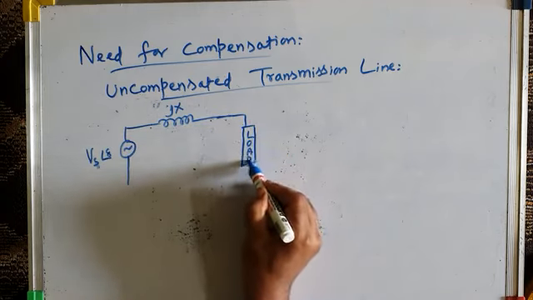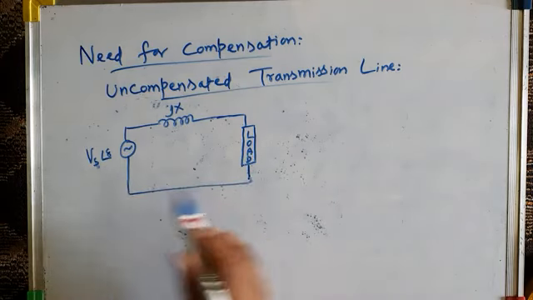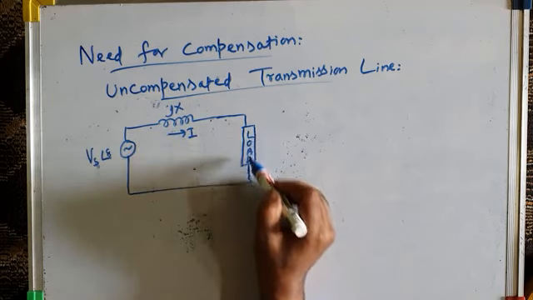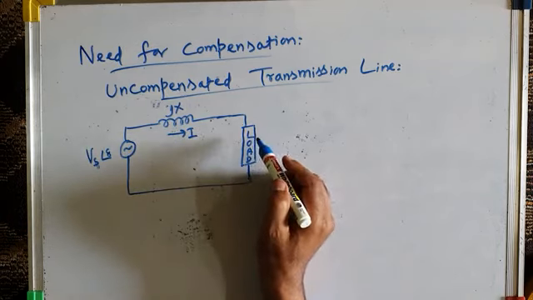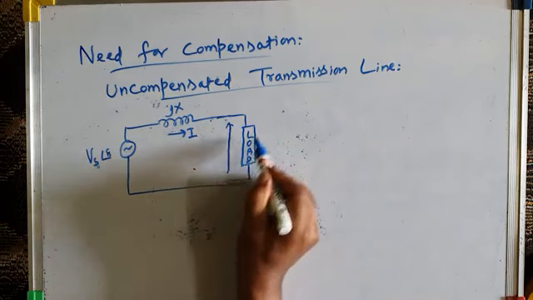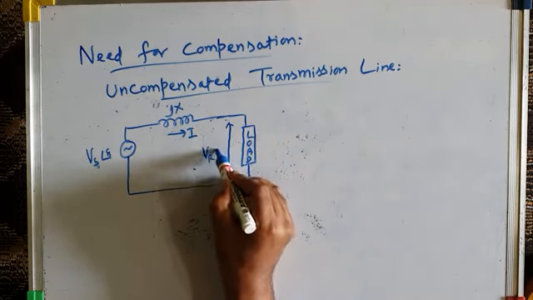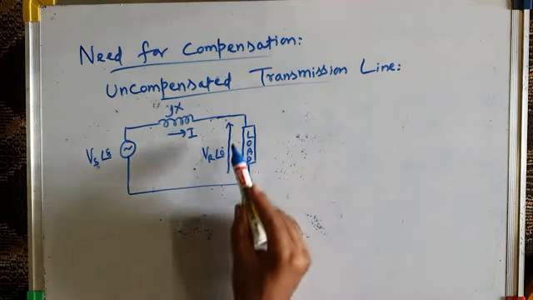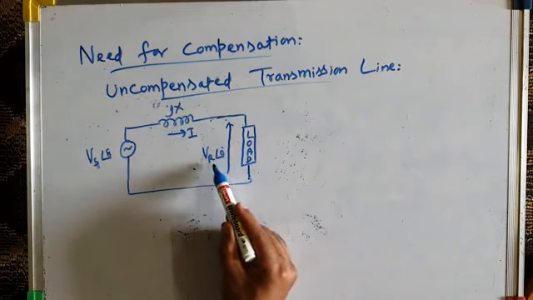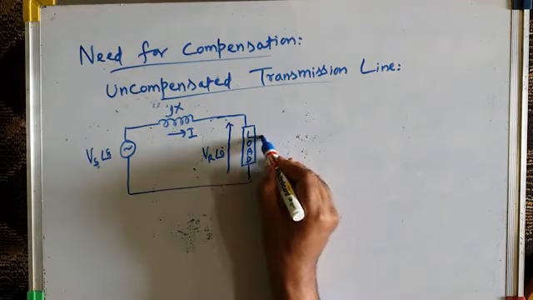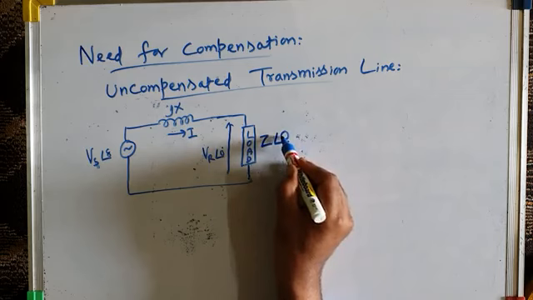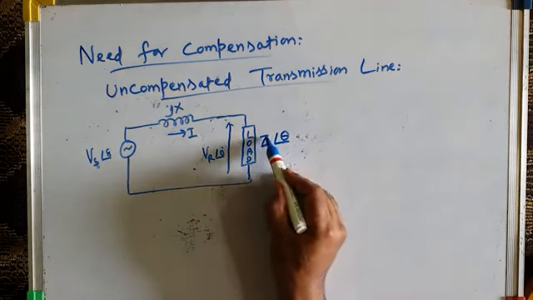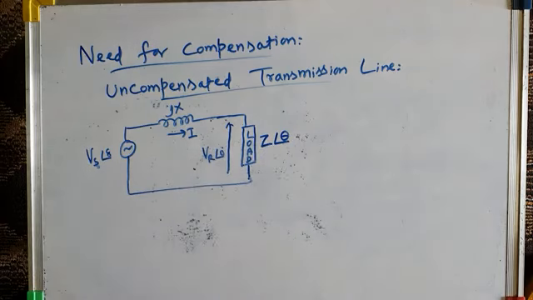So this is an uncompensated system. Power is generated here, it is transmitted over a long transmission line, and this is the load. The power is consumed by the load here. The load voltage is, let us call it VR at an angle of 0 degrees. This is the sending end voltage and this is the voltage at the receiving end, VR. Let us assume the load impedance is Z at an angle of theta.